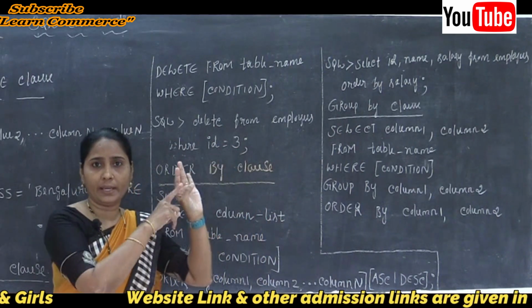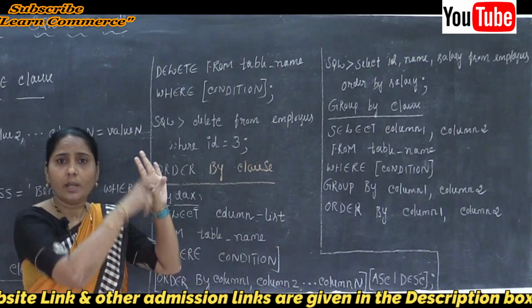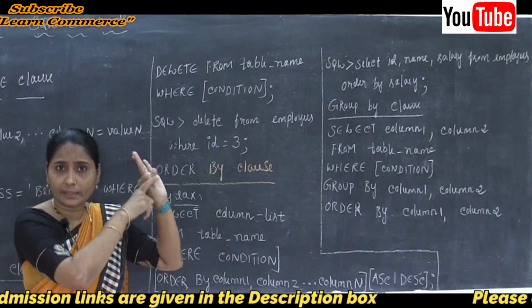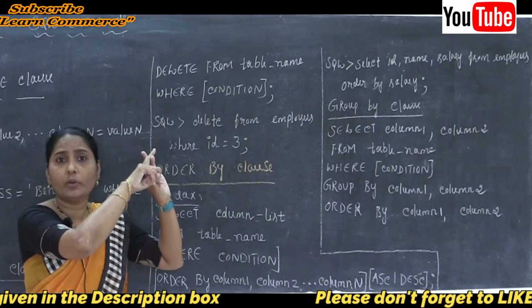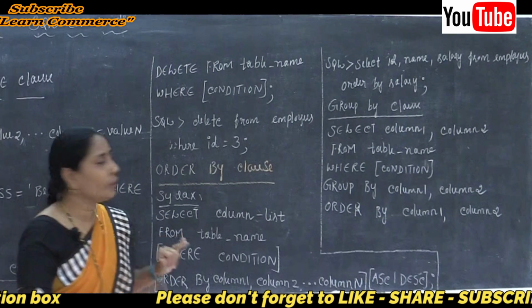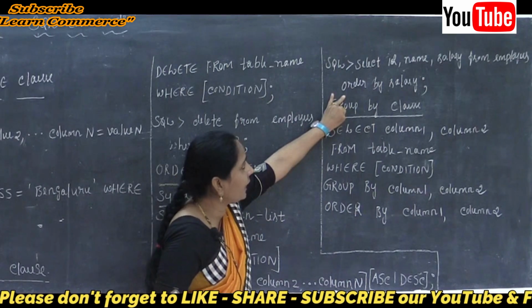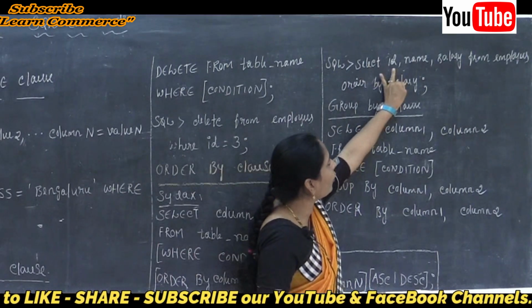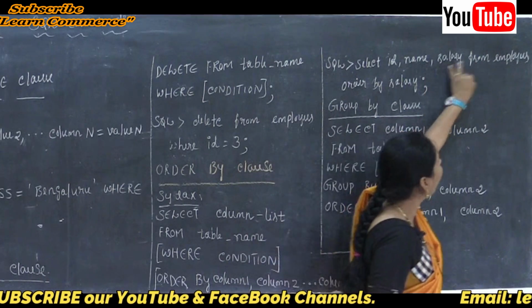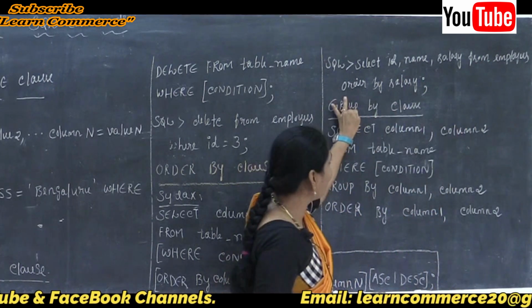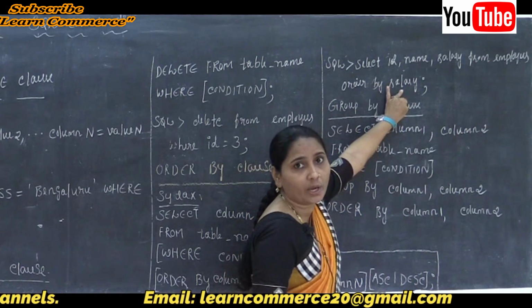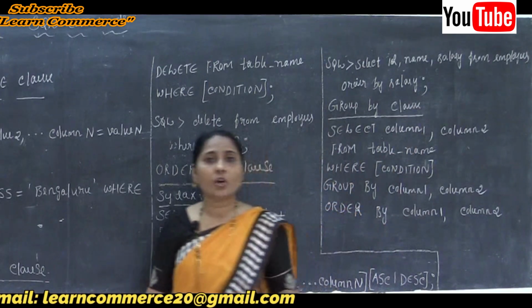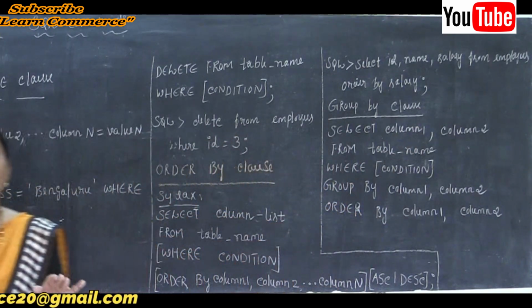So first of all, we arrange the value 20,000, then use the value 10,000, and after that I use the value 30,000. But when you are using this syntax, select ID, comma, name, comma, salary, from employees, order by salary, it is going to arrange the salary in order. So in which order? That means in ascending order.